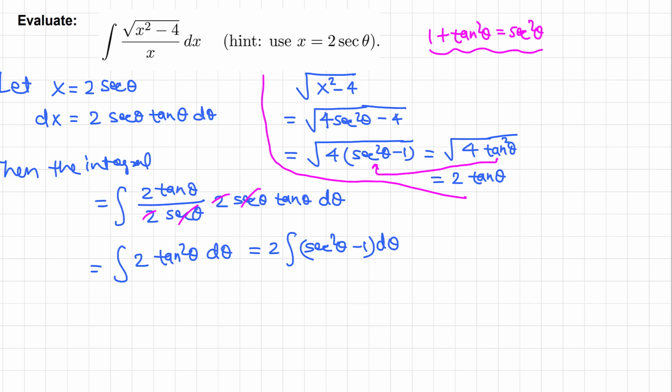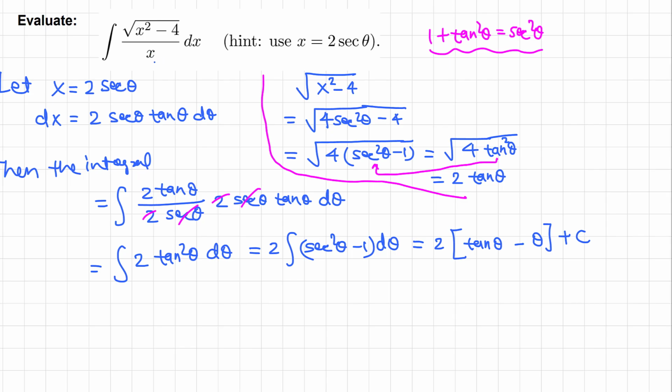How does this help? Now we know the antiderivative of secant squared. That's tangent. So now let's integrate. We do have 2 outside. The antiderivative of secant squared, the first term, is just tangent, minus the antiderivative of 1, which is x, but our variable is theta, so theta, plus c. We are done. We found the integral.